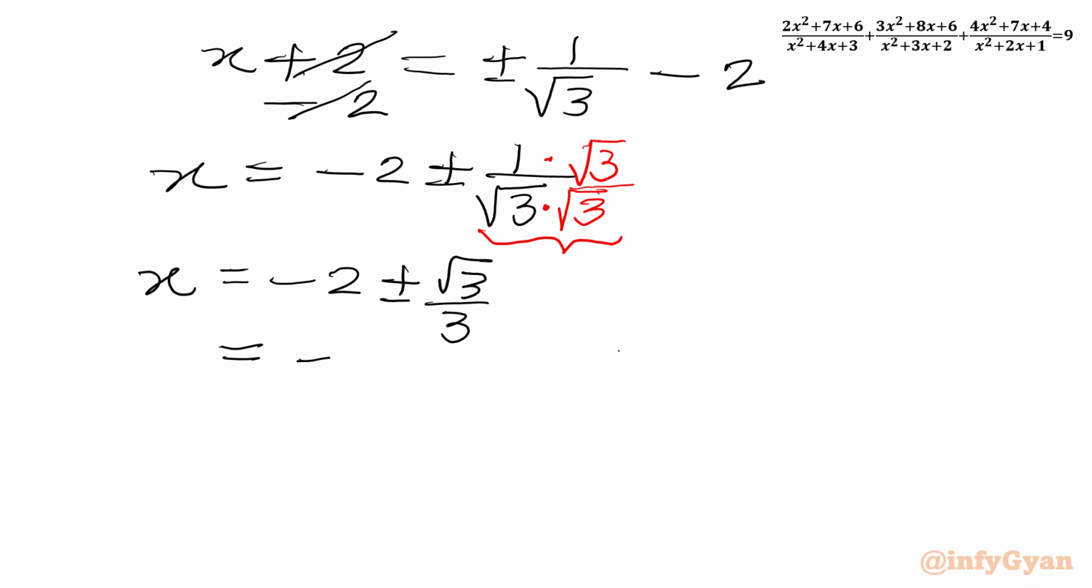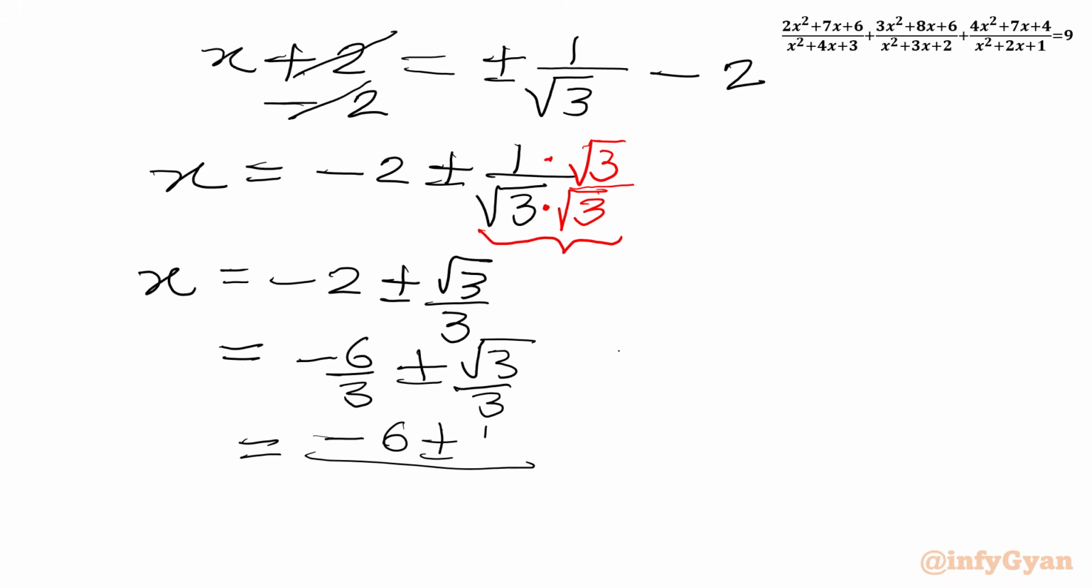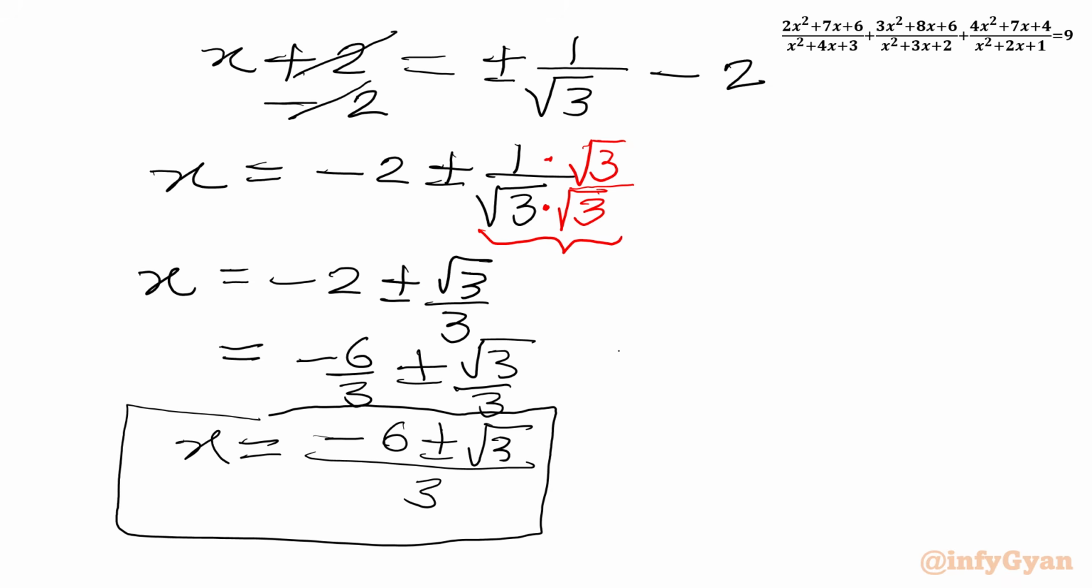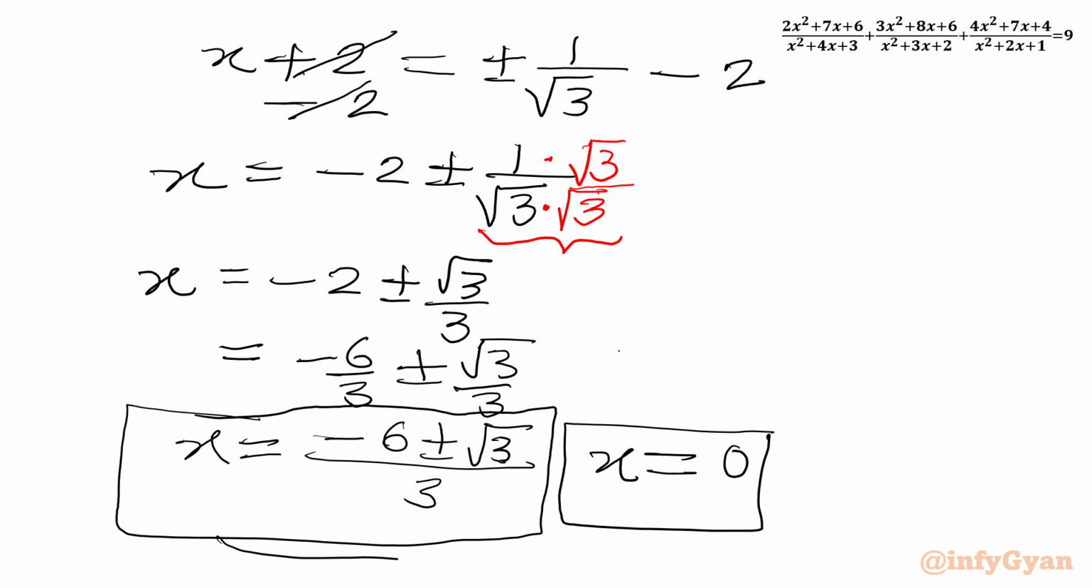Minus 2 can be written as minus 6 over 3. Then we have plus minus square root 3 over 3. Now the denominator is the same. We will get minus 6 plus minus square root 3 over 3. So we have 3 real values of x which will satisfy our equation. Here we have 2 values, minus 6 plus minus square root 3 over 3, and the second value would be x equal to 0. Overall 3 solutions for the equation.